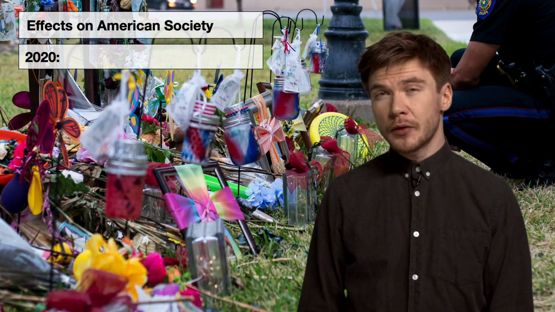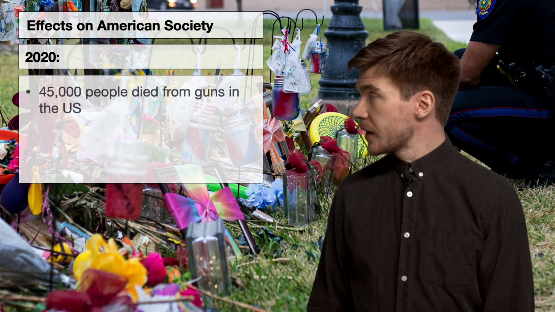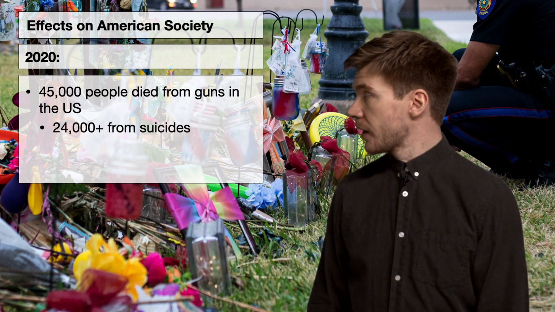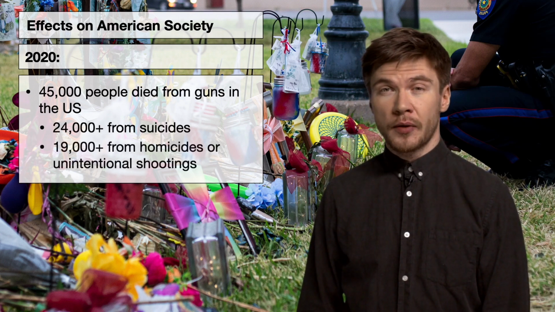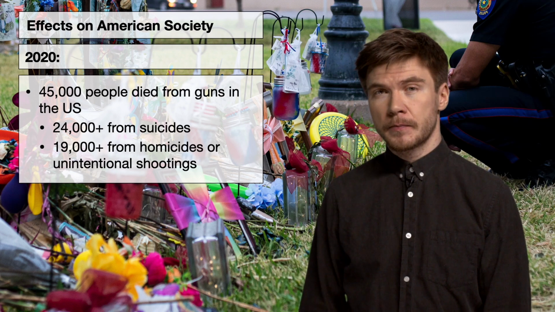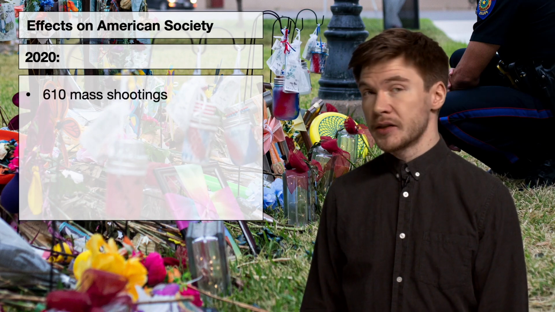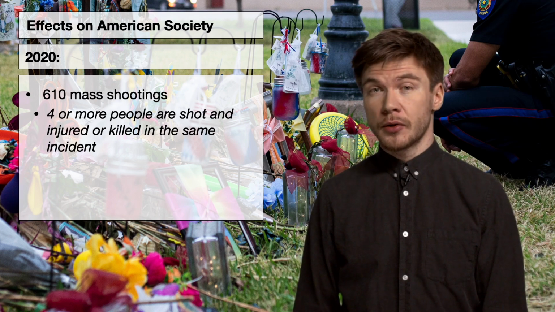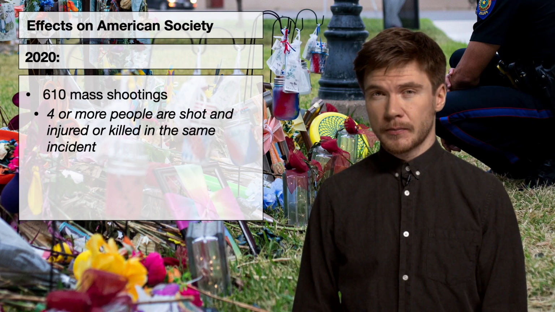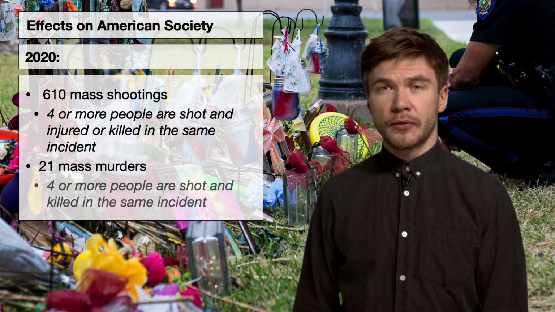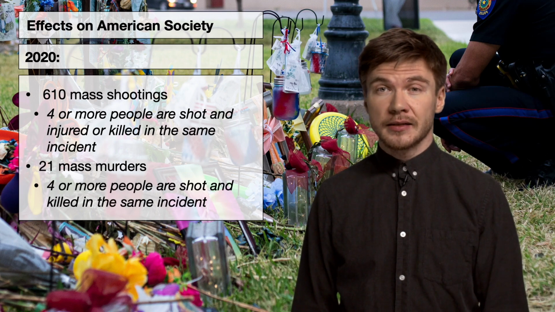Well, if we only look at 2020, 45,000 people died from guns in the US. Of these, more than 24,000 were from suicides, and more than 19,000 were from homicides or unintentional shootings. In 2020 alone, there were 610 mass shootings, which is when 4 or more people are shot and injured or killed in the same incident. In the same year, there were 21 mass murders, which is when 4 or more people are shot and killed in the same incident.